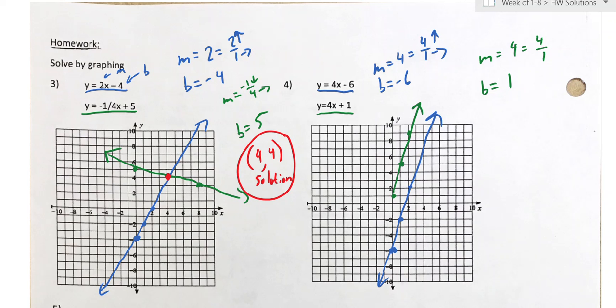And here I notice that my two lines, unlike the one before, don't actually cross. They are parallel, which means they will never cross. There will never be a solution. So this is a no solution problem. Okay. If the two lines were on top of each other, it would be an infinite solution problem.